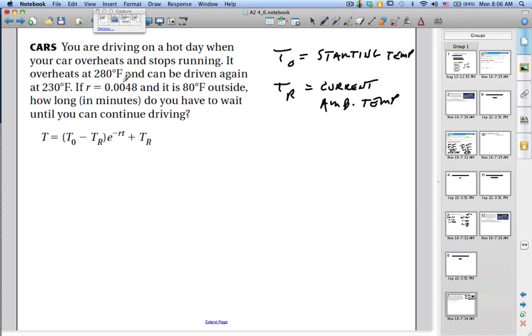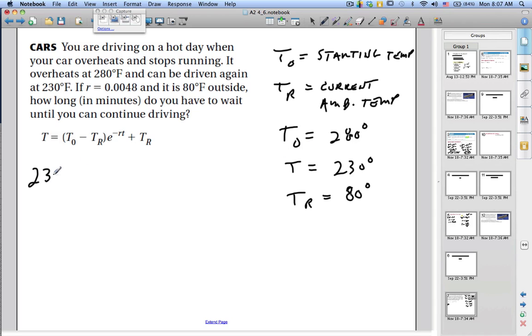So we have the situation where we were driving on a hot day and our car overheated. It overheated at 280 degrees Fahrenheit. That is my starting situation, 280 degrees. It can be driven again at 230 degrees. That was my target temperature. If R is equal to 0.0048 and it's 80 degrees outside, that means T sub R is equal to 80 degrees. How long in minutes do I have to wait until I can continue driving?